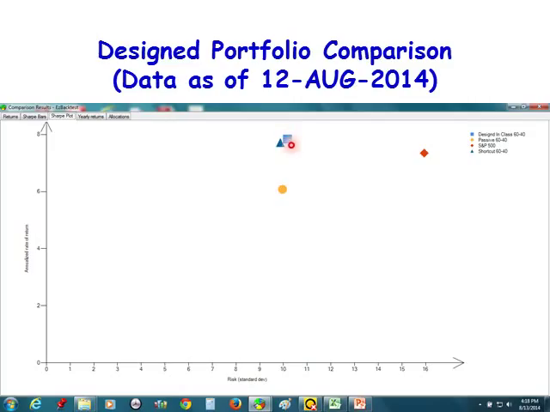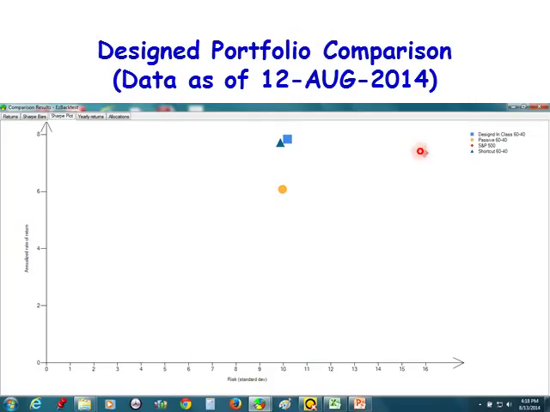So this portfolio is better than this one apparently, and this is the passive portfolio, which has a similar risk situation but a lot lower returns. This is the highest return, and this is the lowest return. This is the passive portfolio.